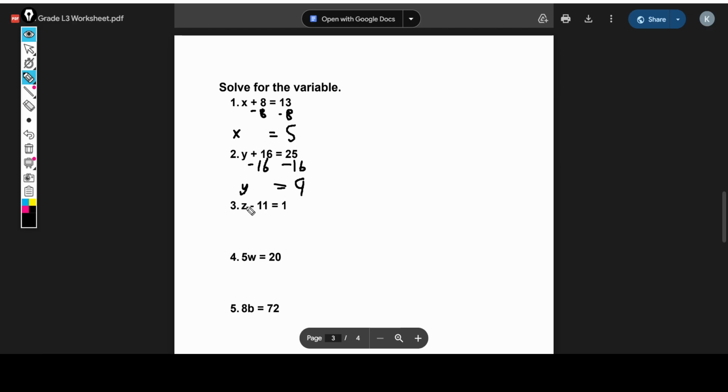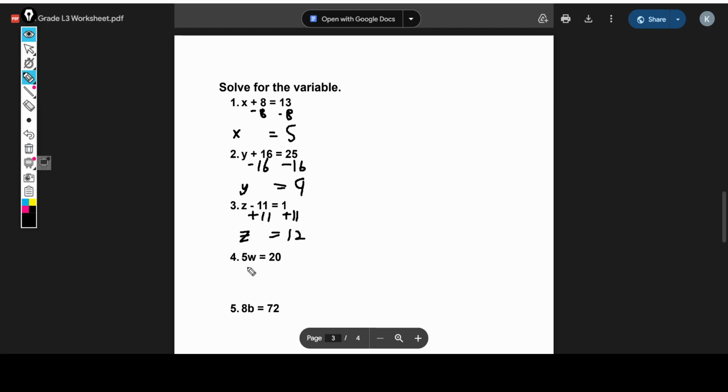Now we have a different one. Instead of adding a number to it, we have a variable that is being subtracted from. So to compensate or to cancel it out, we will add 11 to both sides. So we get z, and then minus 11 plus 11, this cancels out. So we have z equals 1 plus 11, which is z equals 12.